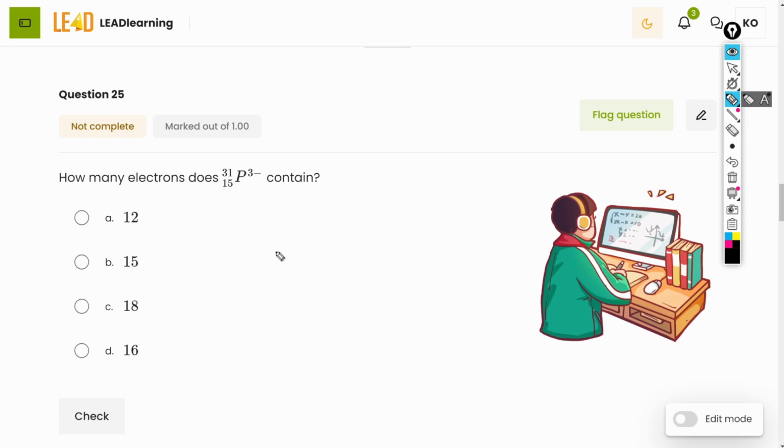Question 25. How many electrons does phosphide contain? The ion of phosphorus is called phosphide. How many electrons? Our focus again is on electrons. So let's bring out the configuration. Phosphide is 31/15 P with a charge of 3 minus.